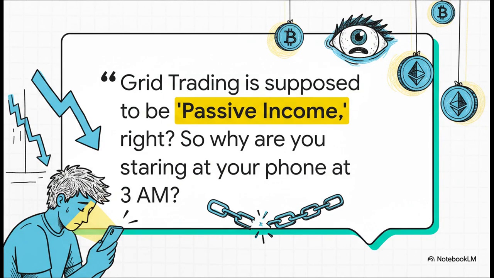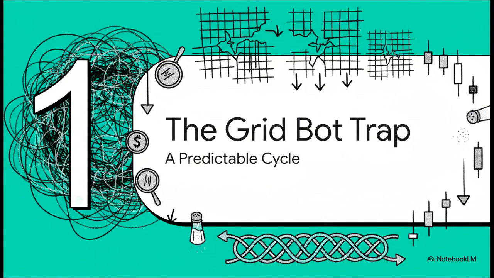You set up a grid bot, you're dreaming of that sweet passive income, right? And the next thing you know, it's 3 a.m., you're glued to your phone just praying a massive price move doesn't completely wipe you out. That whole passive income idea turns into active anxiety really, really fast. So what a lot of people think is just bad luck, well, it's actually a super predictable trap. It's a trap that so many traders fall into again and again.